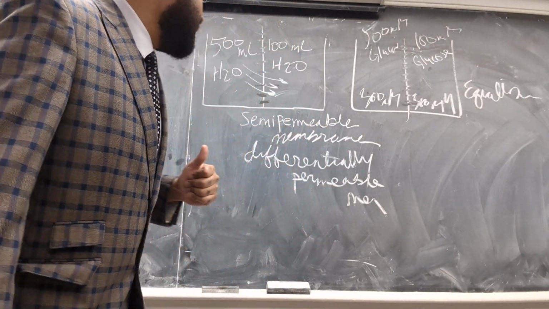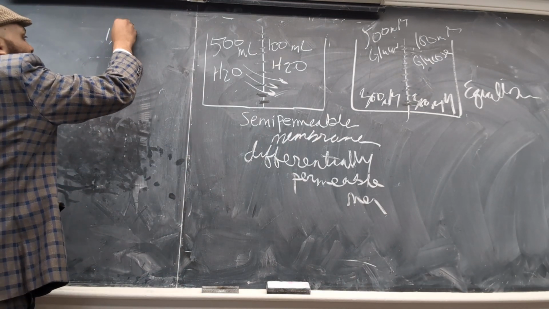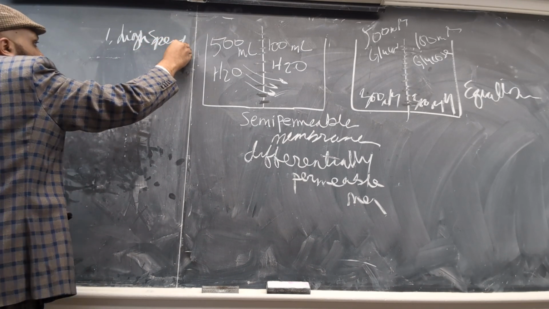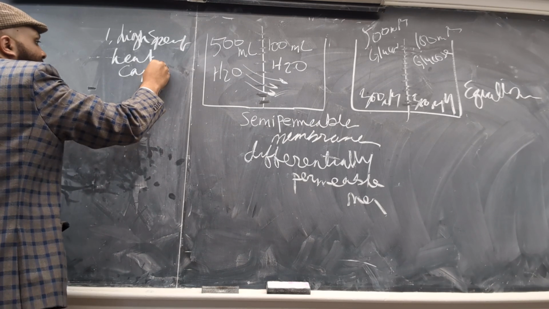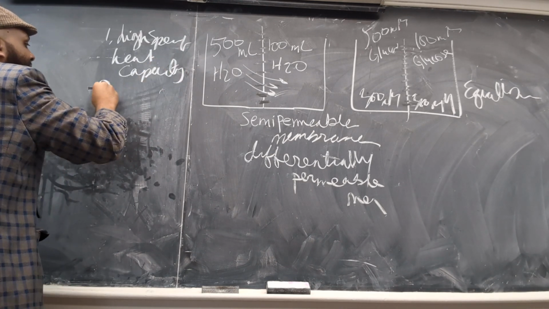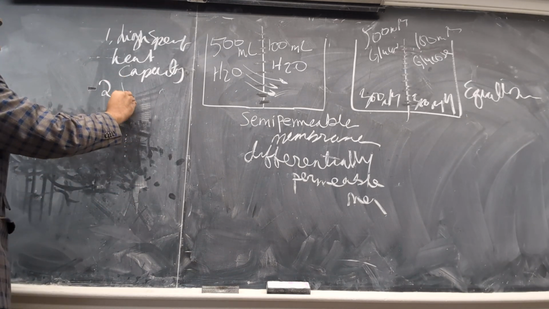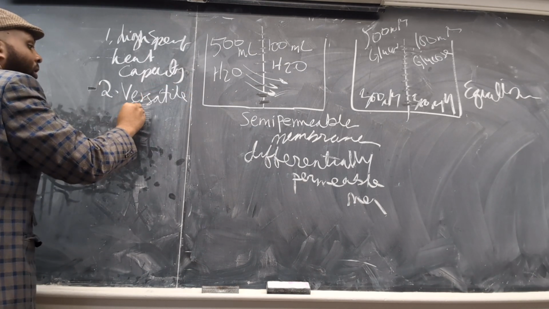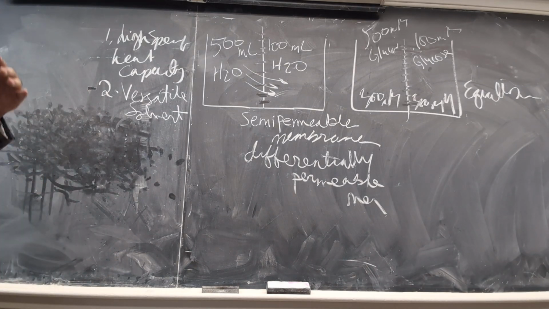But in osmosis, we are moving water to fulfill one of the properties of water, which is being a versatile solvent. So water has many properties, one of which is it has a high specific heat capacity, and number two, it is a versatile solvent. It is going to dissolve.